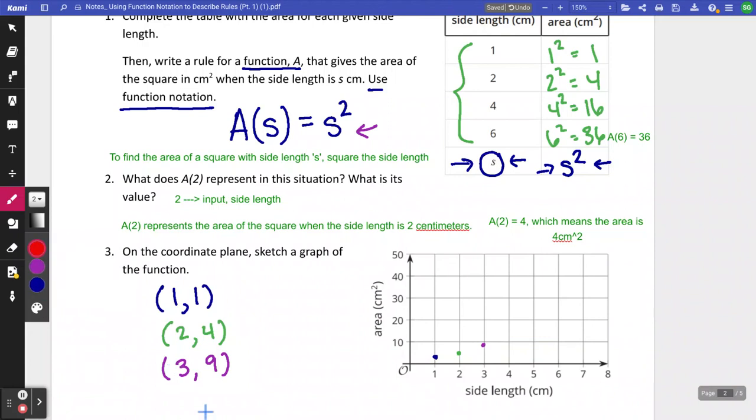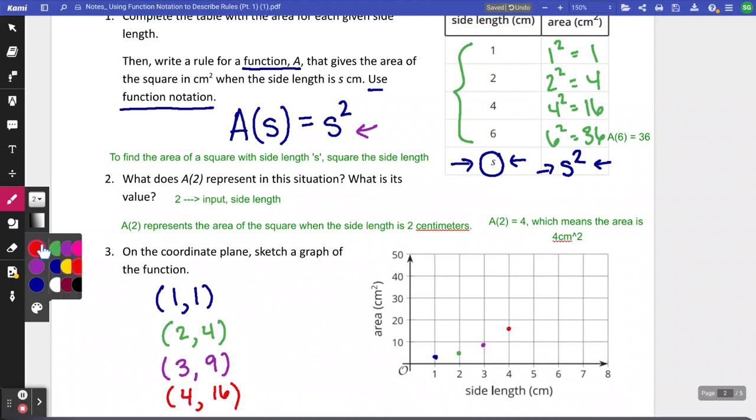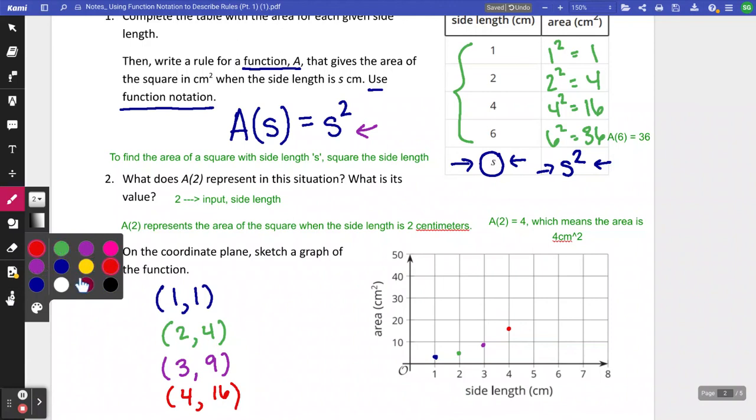And then keep going. So when our input is 4, this one I do have in our table, the output is 16. Meaning when our side length is 4, the area is 16. So that's going to be like halfway between the 10 and the 20. So maybe like right there. And what's the color I haven't used?